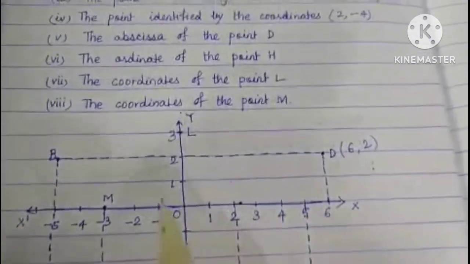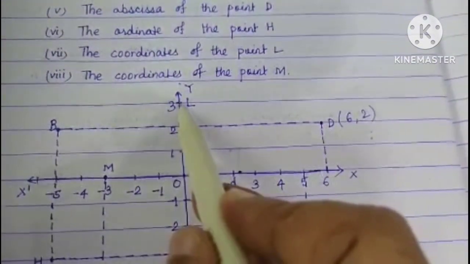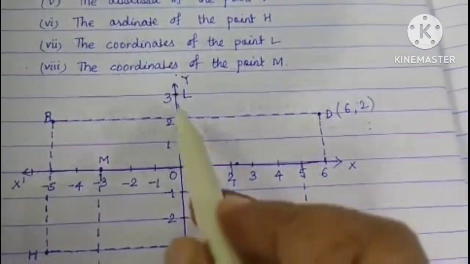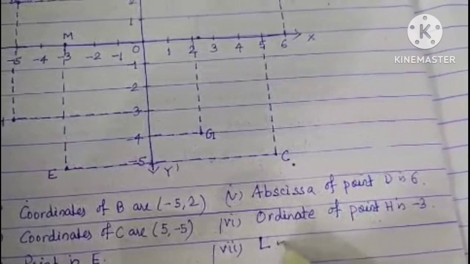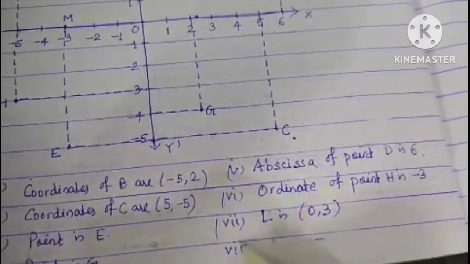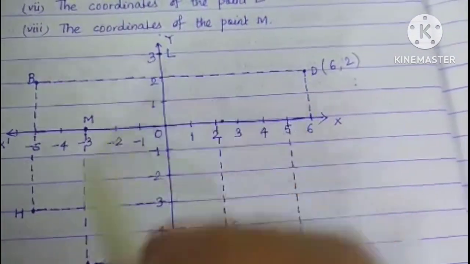Okay, the coordinates of the point L. Point L is lying here. X coordinate will be 0 and y coordinate is 3. So L is 0 and 3. I think it is okay. X coordinate will be 0 and y coordinate is 3.